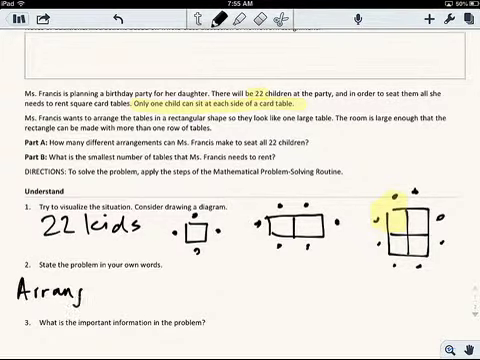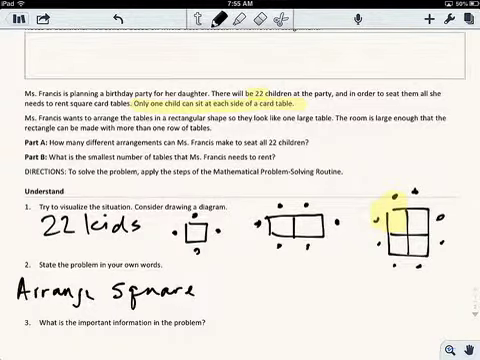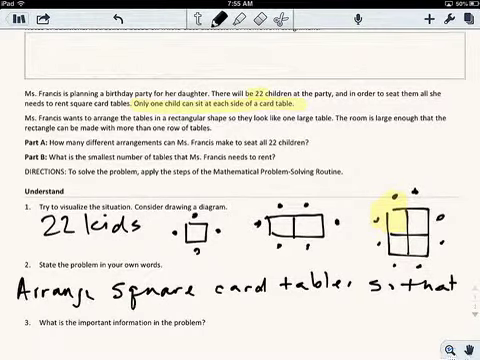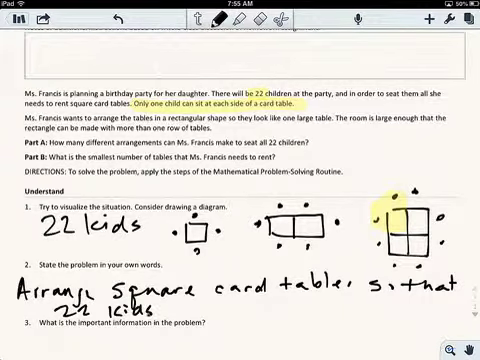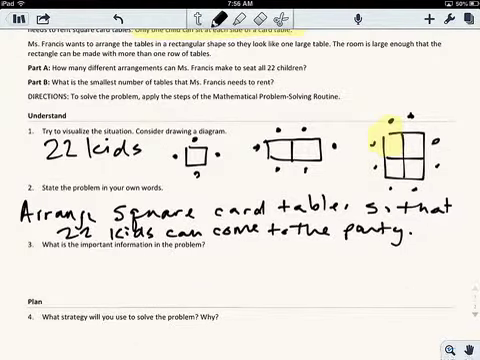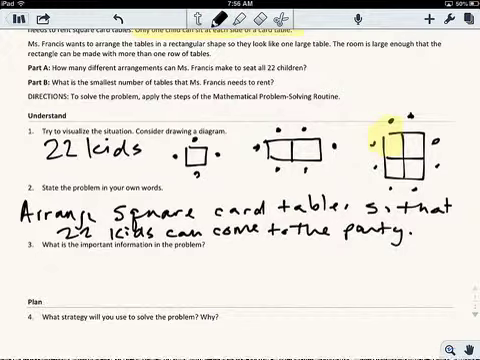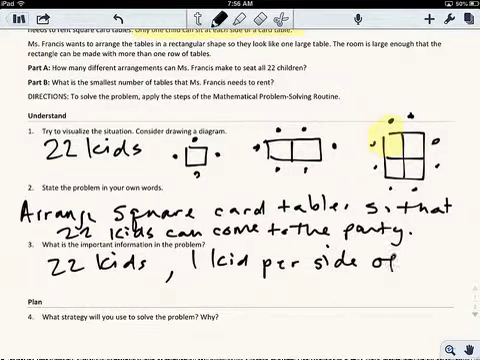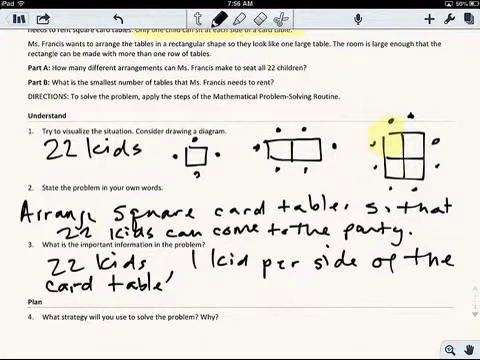Arrange square card tables so that 22 kids can come to the party. All right, so that's what I think is going on, and we're going to have to do some experimentation. What is the important information in the problem? Well, there's 22 kids, one kid per side of the card table, and card tables are square.